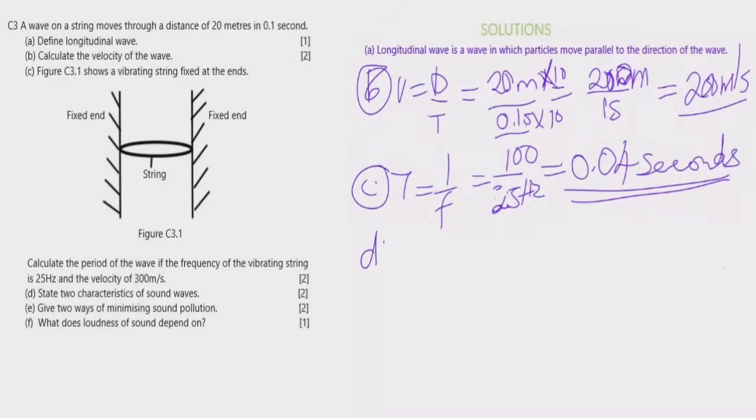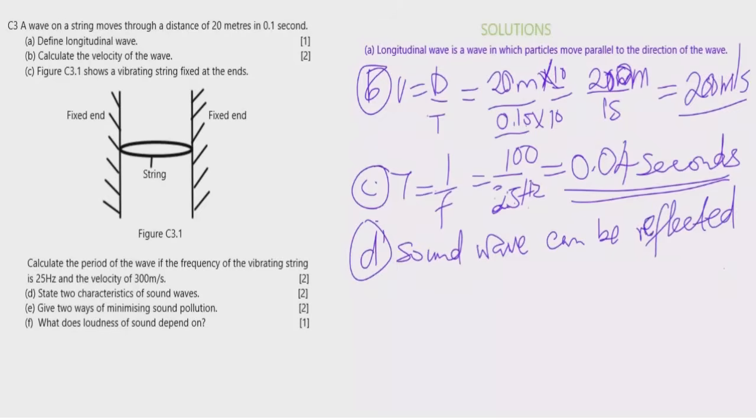So the properties of sound wave are: 1, sound wave can be reflected. So that is point number 1. Point number 2, sound wave can be diffracted.